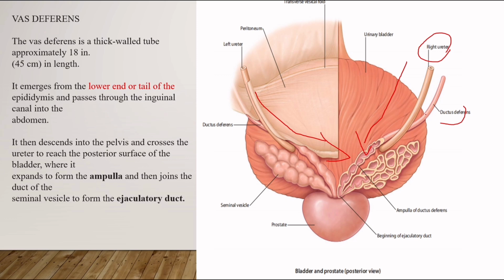Here you see it's kind of smooth. It becomes dilated to form this ampulla. This ampulla then unites with the seminal vesicles, which are also found on the posterior aspect of the bladder. The seminal vesicles secrete seminal fluid, which is rich in fructose and prostaglandins. They unite, one on the right and one on the left, to form the ejaculatory ducts, which empty their contents into the prostate gland.